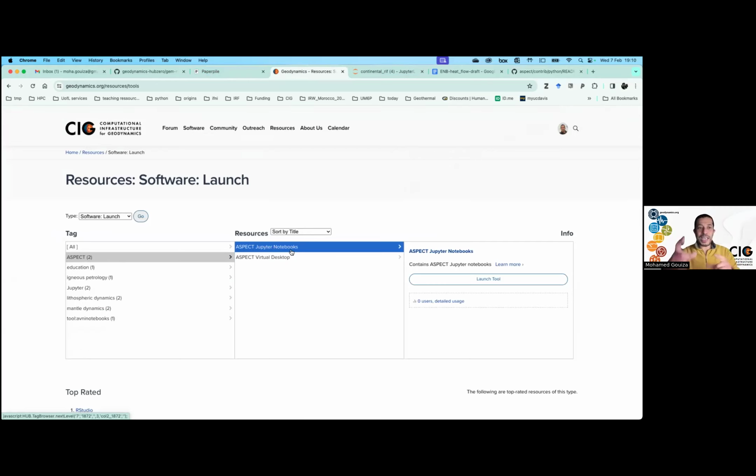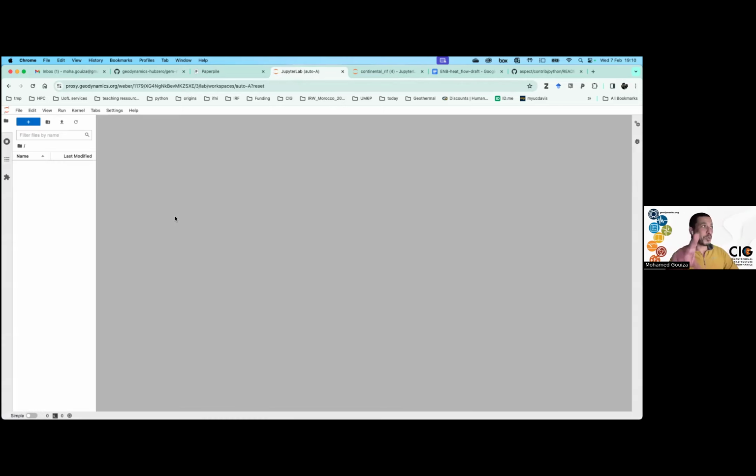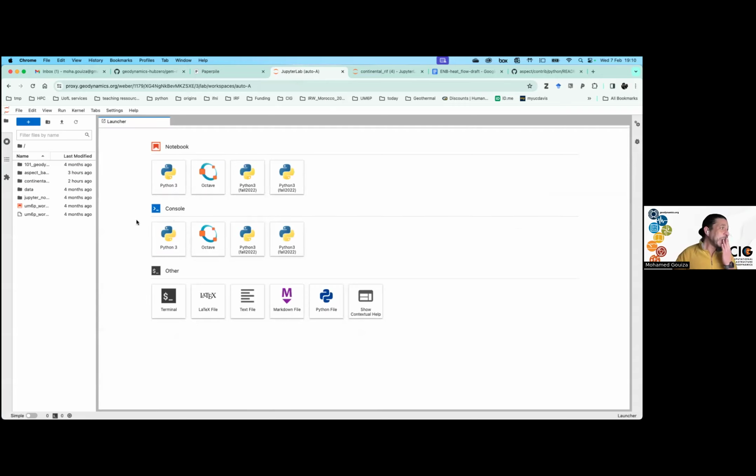This is a Jupyter Notebook that has Aspect installed, and you can run Aspect from within the Jupyter Notebook. And you can run it on the cloud through the HubZero platform, which is at the back end of the website. If you launch the tool, what you will see is a tutorial that I ran last October for a group of PhD students back in Morocco. And I ran the entire tutorial on this platform. So it works pretty well.